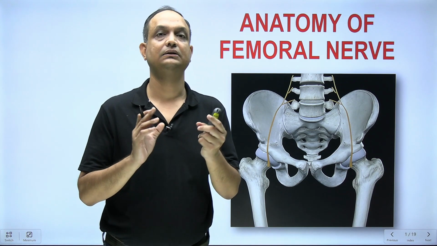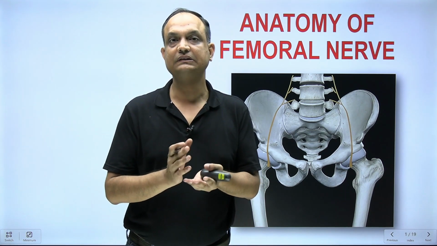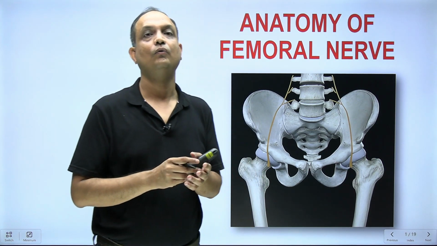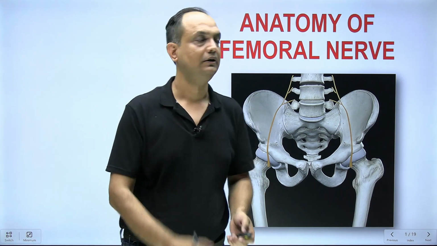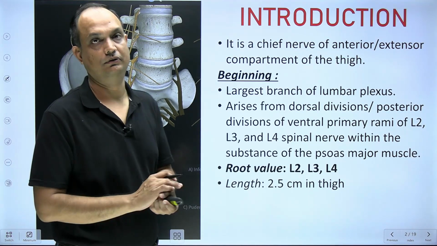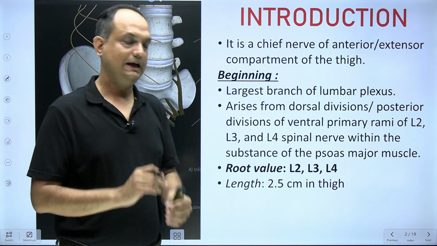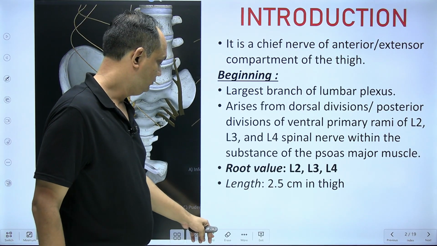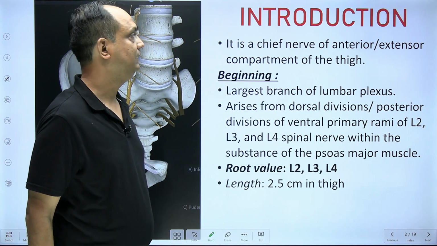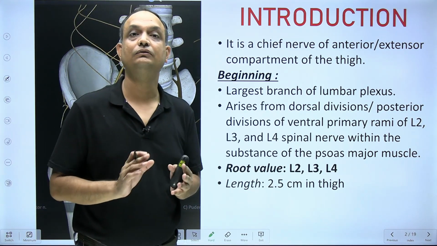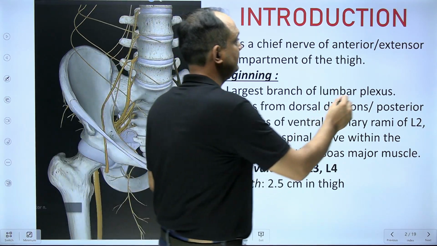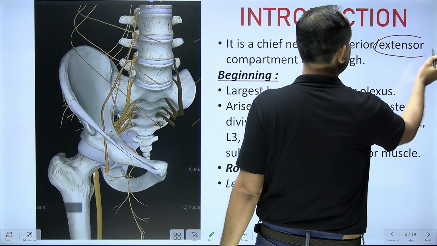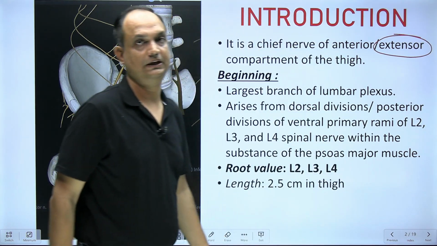So we will see the nerve supply of the muscles of the front of the thigh and the areas of distribution of the femoral nerve in detail. So let's start with the femoral nerve. Whenever you are dealing with the femoral nerve, you should always first keep in mind that this is a nerve of the anterior compartment. And my dear students, the anterior compartment is known as the extensor compartment of the thigh.